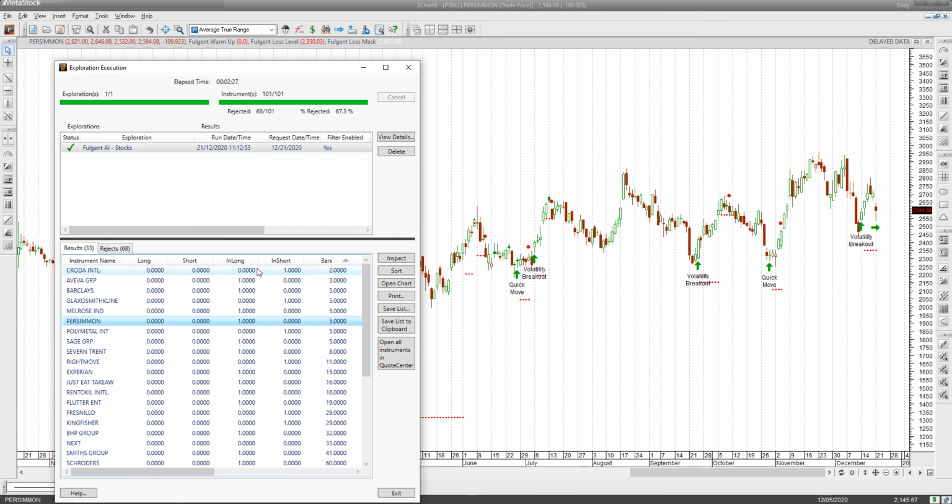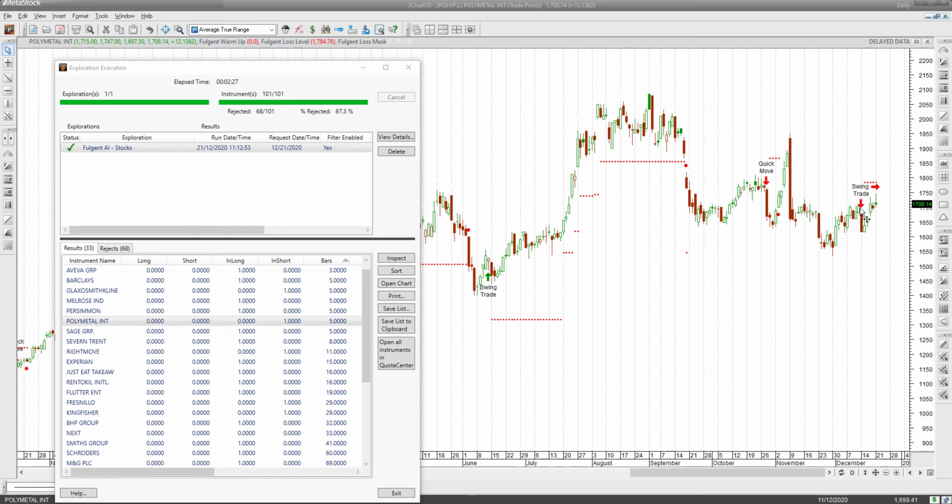So we can see there quite a lot of trades in longs. Most recent 5 days. Polymetal International, if that can load. Not sure why it's not loading. So that's a swing trade to the downside. Interesting, 5 days into a short. That's going to be interesting.